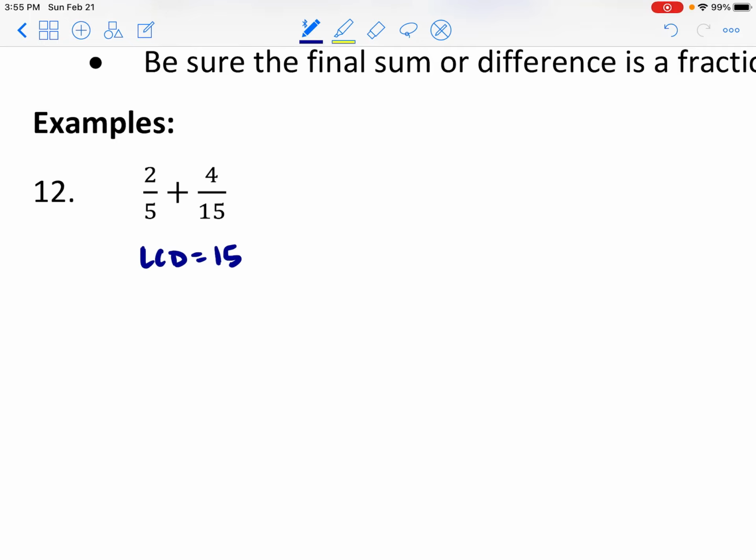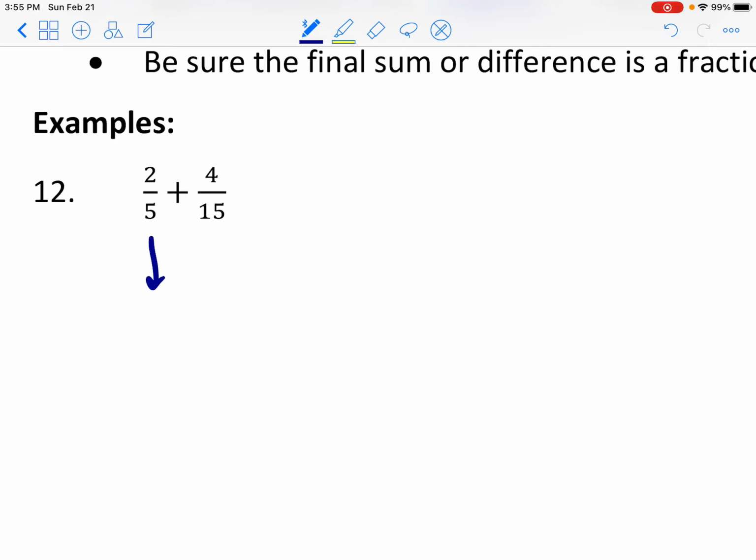So my first fraction is already out of 15. I don't have to change my first fraction. But my second fraction, I need to have a denominator of 15. I'm trying to organize my work here, and it's not really working for me. So I need to make my second fraction have a common denominator of 15. So how do I do this?